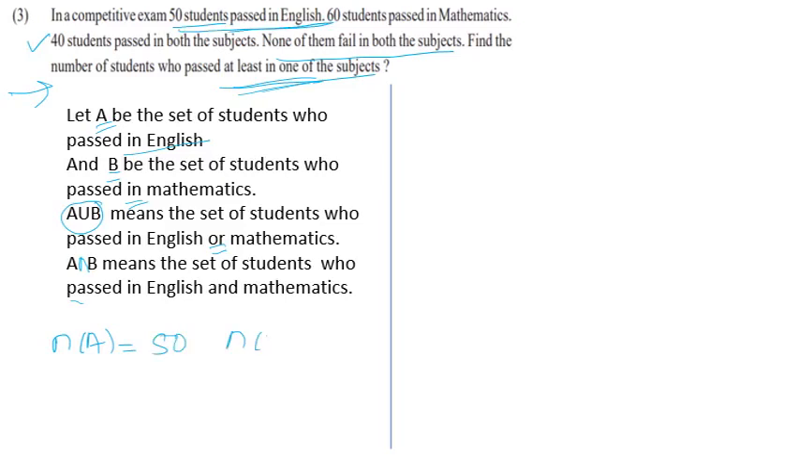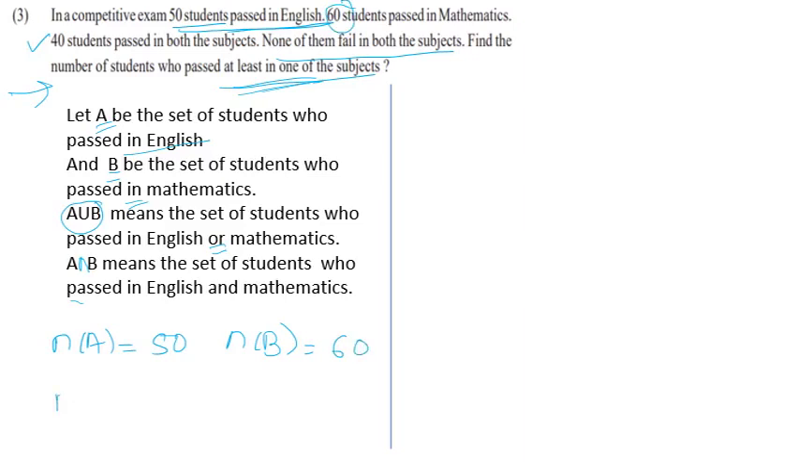N of B. N of B means the number of students who pass in mathematics. How many students pass in mathematics? Again see the example, 60 students. Therefore N of B equals 60.